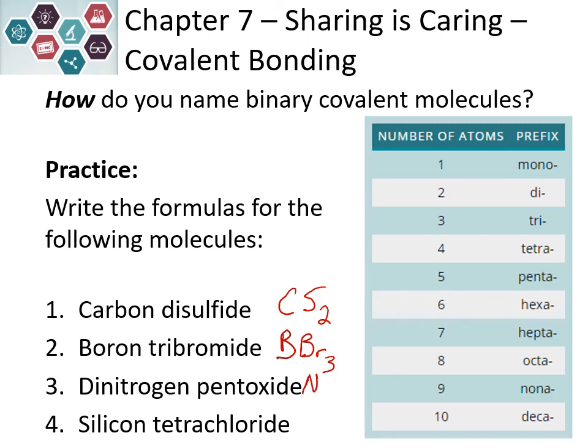Dinitrogen, N2. Pentoxide, O5. Penta means 5. Di means that there's 2. N2O5. Silicon tetrachloride. So there's no prefix. That means there's only one silicon. Tetrachloride means that we have 4 chlorine atoms.